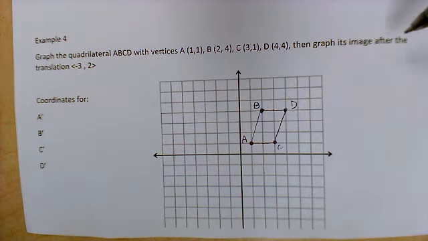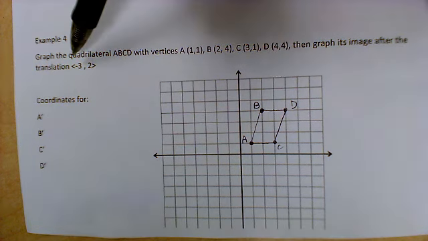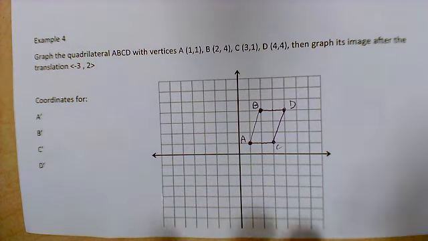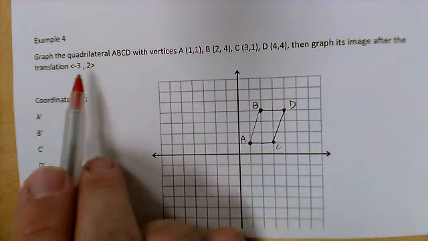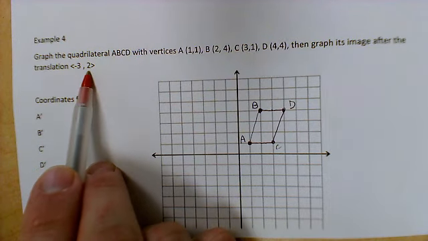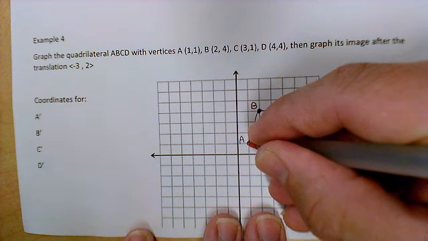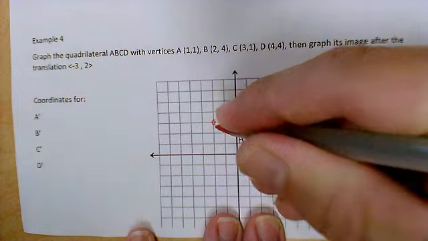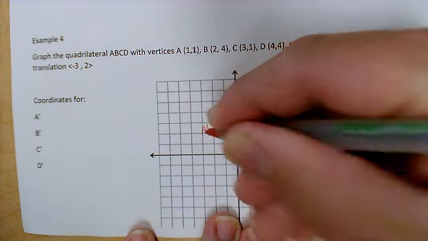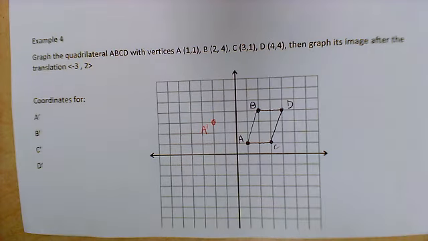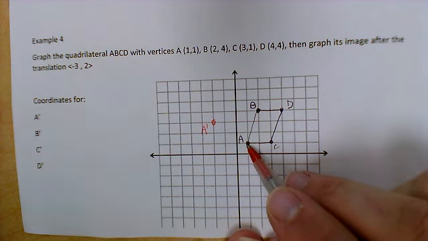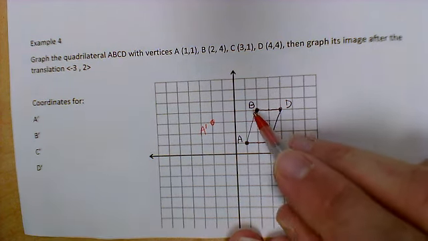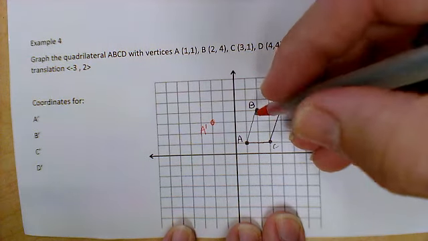Now I'm going to graph its image after the translation has occurred. The translation that they're giving me is described by the vector -3, 2. So what that means is I need to take every single point and go to the left 3 since it was negative and up 2. So point A will go to the left 3, 1, 2, 3, up 2. So here will be my new A prime. I'm going to do that the same for each of them. Now remember, I'm not going to go from where A was. Now I'm going to go from where B was when I go left 3 and up 2.